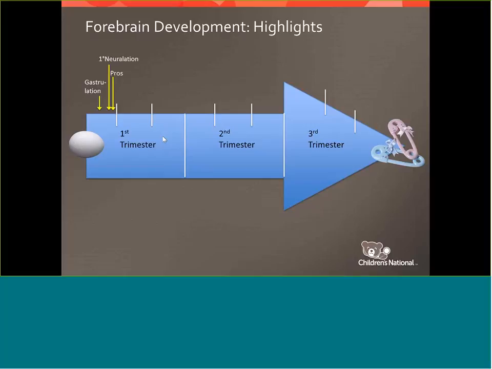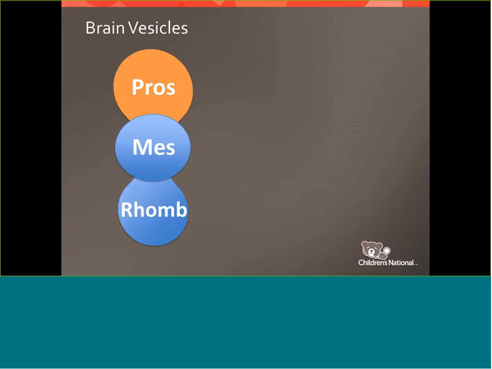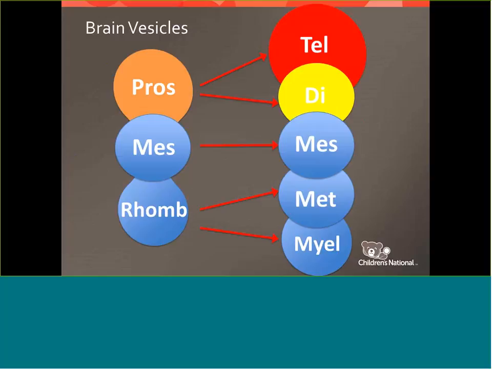Moving on, as the secondary vesicles develop, recall the telencephalon and diencephalon form from the prosencephalon. The mesencephalon continues on and differentiates, and the rhombencephalon turns into the metencephalon and myelencephalon. I should note here that the hypothalamus is no longer considered part of the diencephalon as classically conceived, but is now grouped in with the telencephalon. That makes sense when we think about holoprosencephaly and the fact that in classical holoprosencephaly, the hypothalamus is always involved, whereas the diencephalon is variably involved.